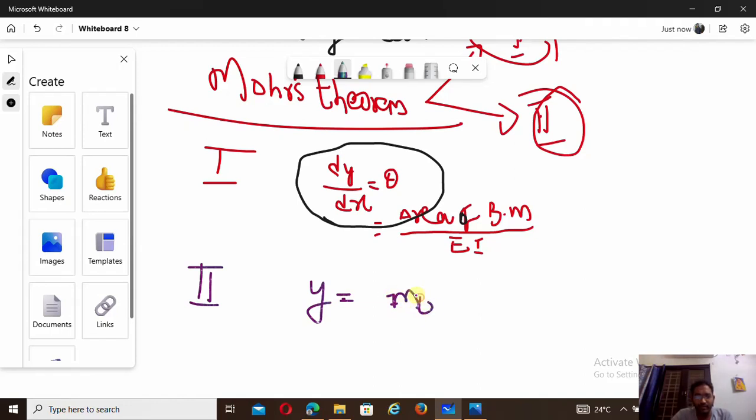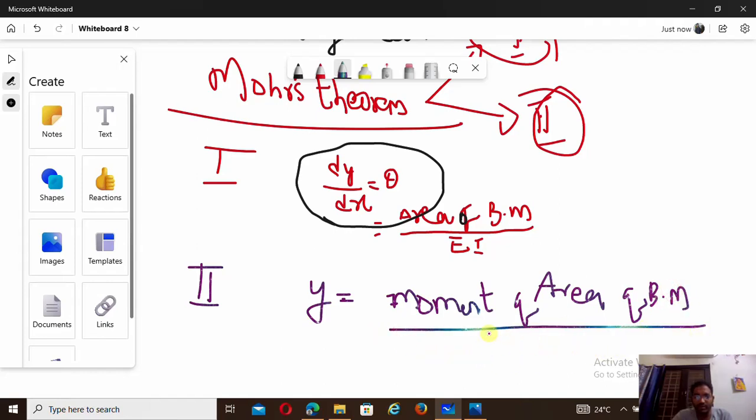Moment of area of the bending moment diagram, divided by the flexural rigidity, gives the deflection at a particular point. Okay, so Moore's theorem statement 2 is: the moment of area of the bending moment diagram divided by the flexural rigidity gives the deflection at the particular point.